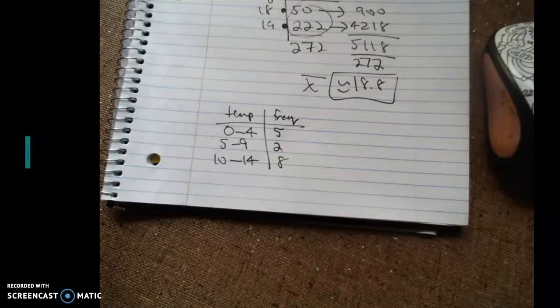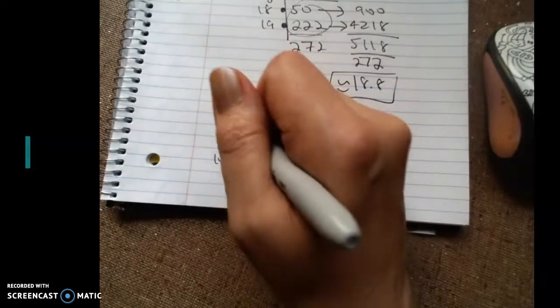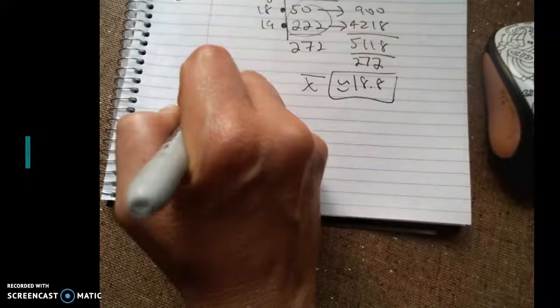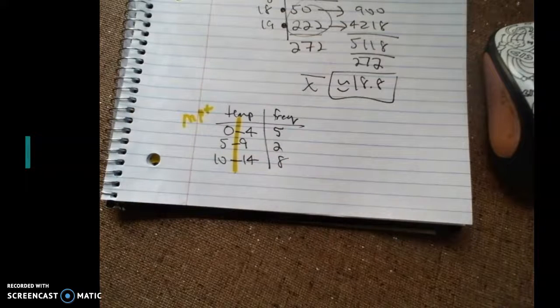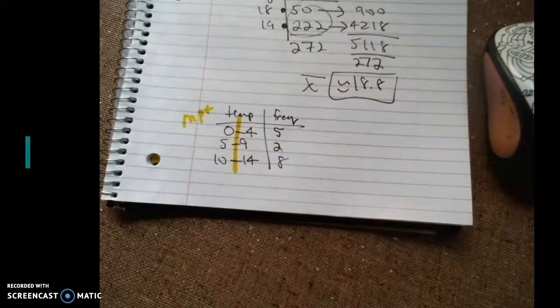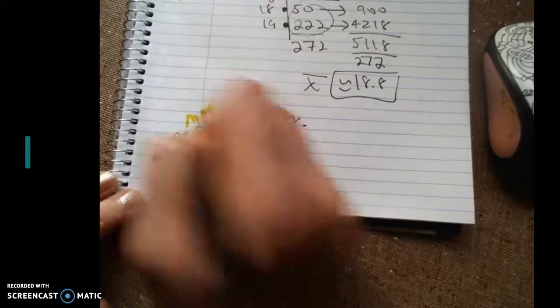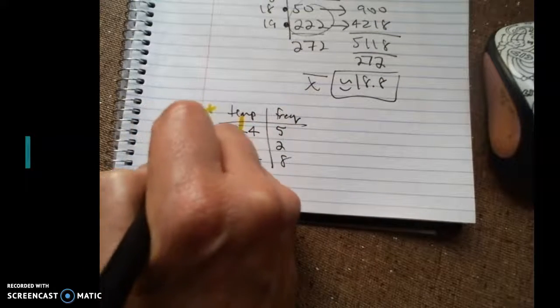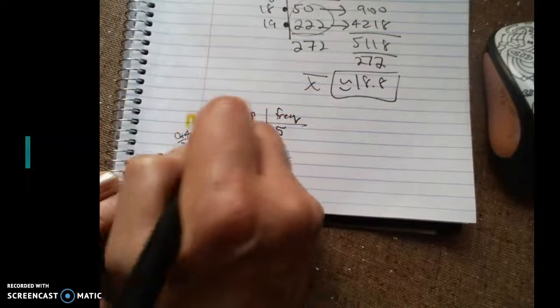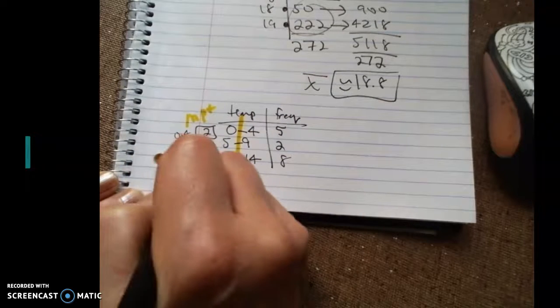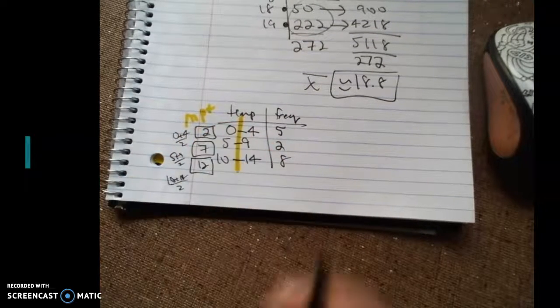Well, basically, we are going to find what we call the midpoint, because we're just going to average these, and we're going to look for the midpoint, because that's kind of the average. So if I take 0 plus 4 and divide by 2, I get 2 as my midpoint. If I take 5 plus 9, which is 14, divide by 2, I get 7. And if I take 10 plus 14, divide by 2, 24, I get 12, okay?